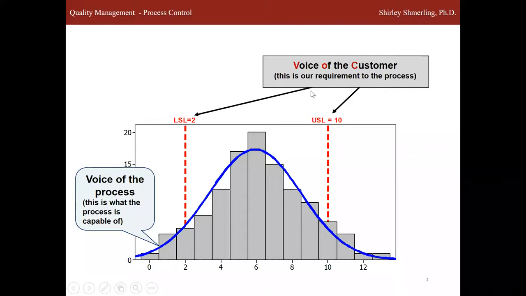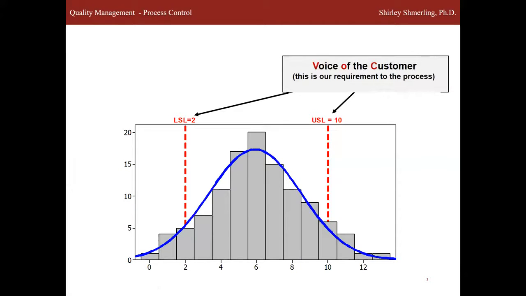These are the requirements of the process: the lower specification limit will be 2, so we want everything to be above 2, and the upper specification limit is going to be 10. So the specification limits are the voice of the customer, and the histogram, the sample, what we actually see and observe, is the voice of the process, what it is actually doing.